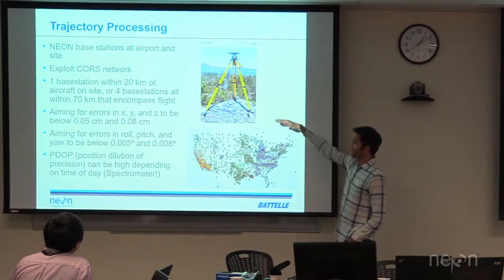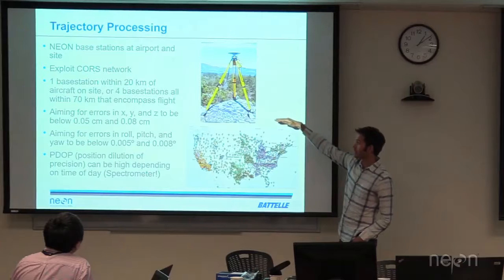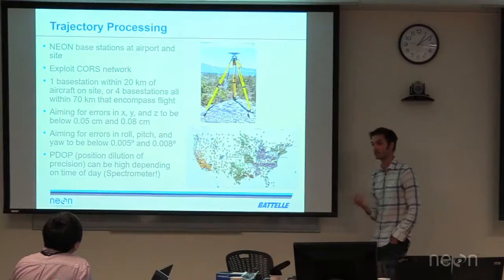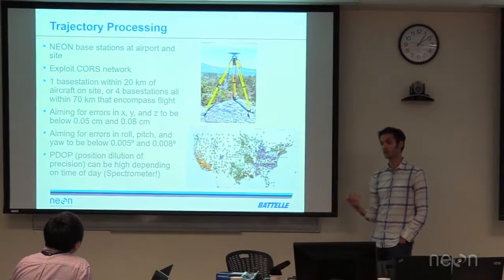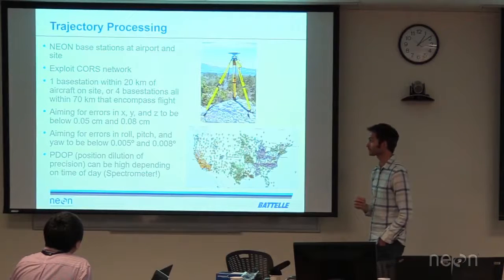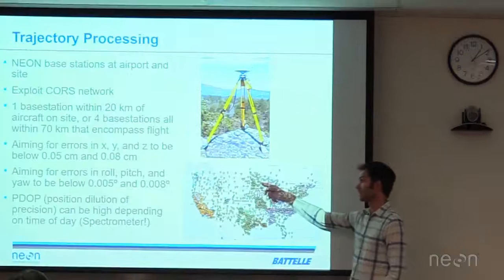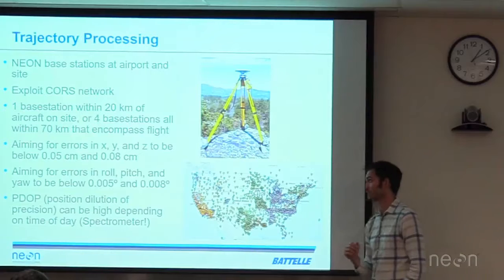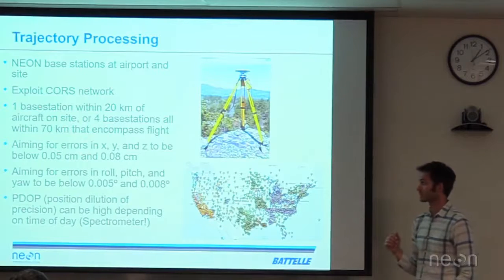And we do this because we're aiming for errors in GPS trajectory to be between 5 centimeters and 8 centimeters. In order to do that, we really need those local GPS base stations that are close to the airborne trajectory. And then we try to achieve errors of 0.005 degrees in pitch and roll and 0.008 degrees in yaw.